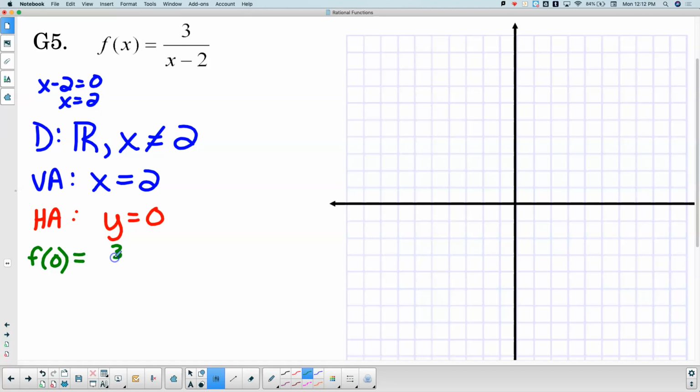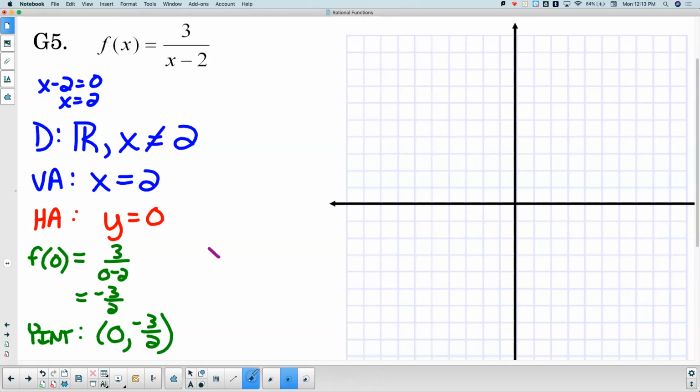is 3 over 0 minus 2, so that's going to be negative 3/2. So my y-intercept is at 0, comma, negative 3/2. Agree with that? Okay. My x-intercept, set the numerator equal to 0. Can that happen? No. So there is no x-intercept.